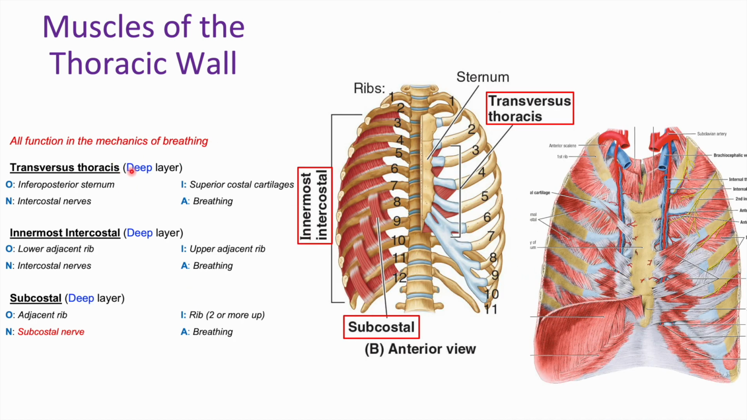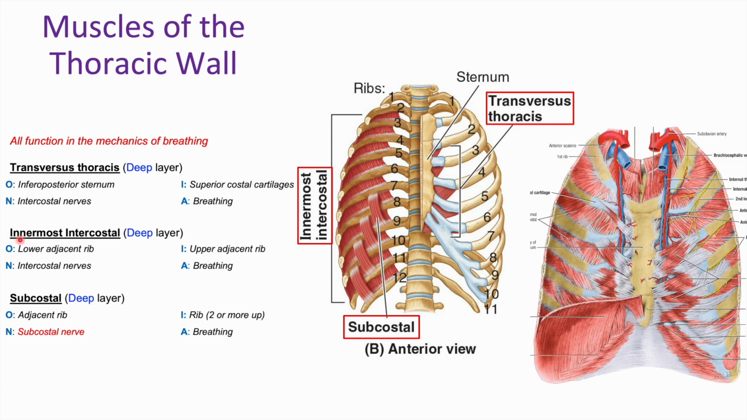Next, we'll look at our deep layer. And here we're going to have 3 muscles to look at. Again, all of these are going to function in breathing in some way. First we have our transversus thoracis. That's going to be these muscles here. They're going to originate from the infero-posterior sternum, so the back lower sternum, and insert on superior costal cartilages. So you can see all of those here.